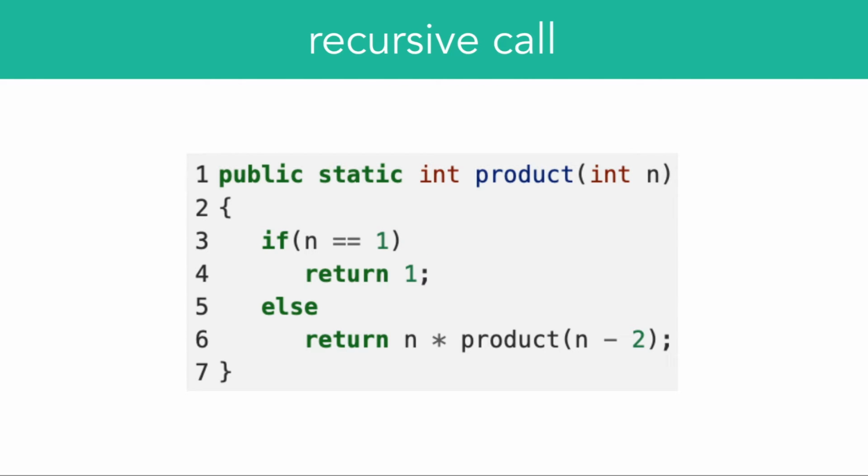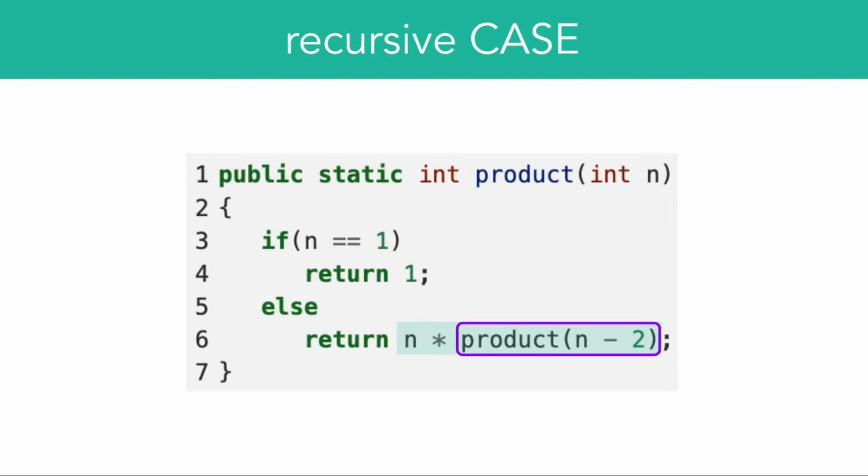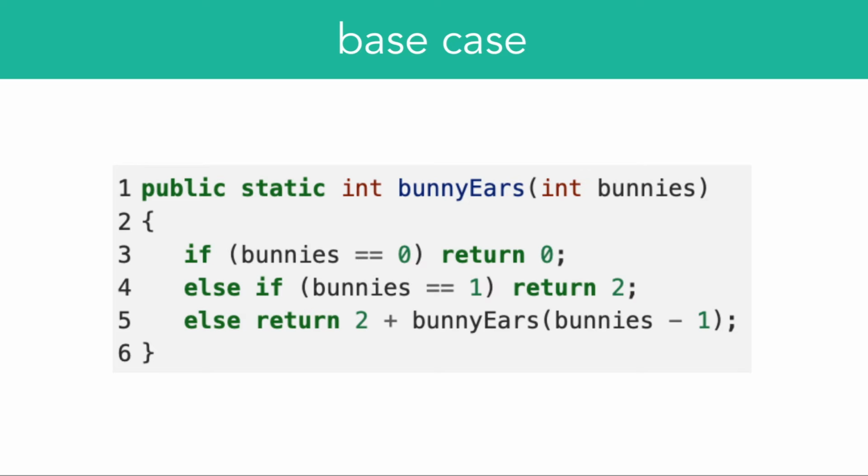Where is the recursive call in this code? Again, it's where you see the method being called within itself. In this case, the method product is being called. The recursive case is a statement that contains a recursive call. What is or are the values of the variable bunnies when this method stops calling itself, or, in other words, when it reaches the base case? This method stops calling itself when bunnies equal 0 or 1.